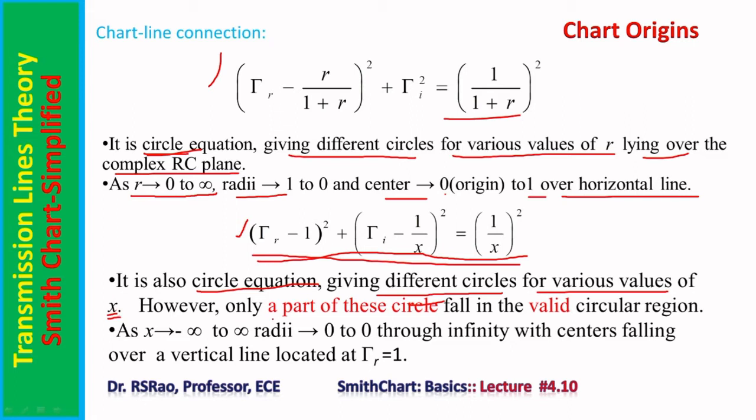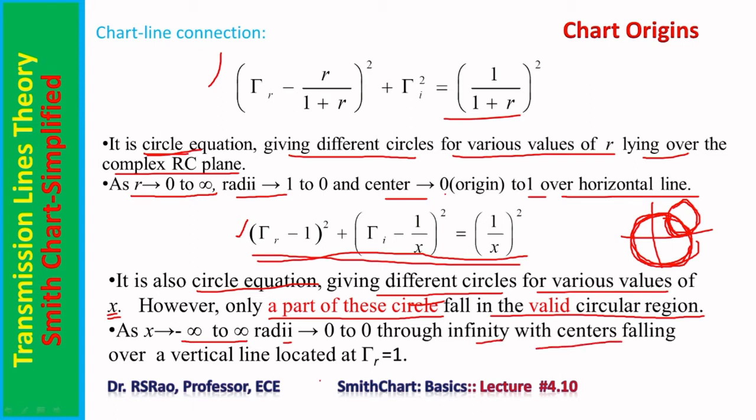Another point is, note only a part of these circles fall in the valid circular region. Earlier we came across a circular region, and it was mentioned that the points within the circular region can only represent valid reflection coefficients or valid line impedances. Outside points cannot denote valid or legal coefficients or impedances. Here, only a part of these circles is relevant. In fact, these circles appear like this. Only part of the circle lies within this valid circular region. As X ranges from minus infinity to plus infinity, the radii range from 0 to 0 through infinity, with the centers falling over a vertical line located at gamma R equal to 1.